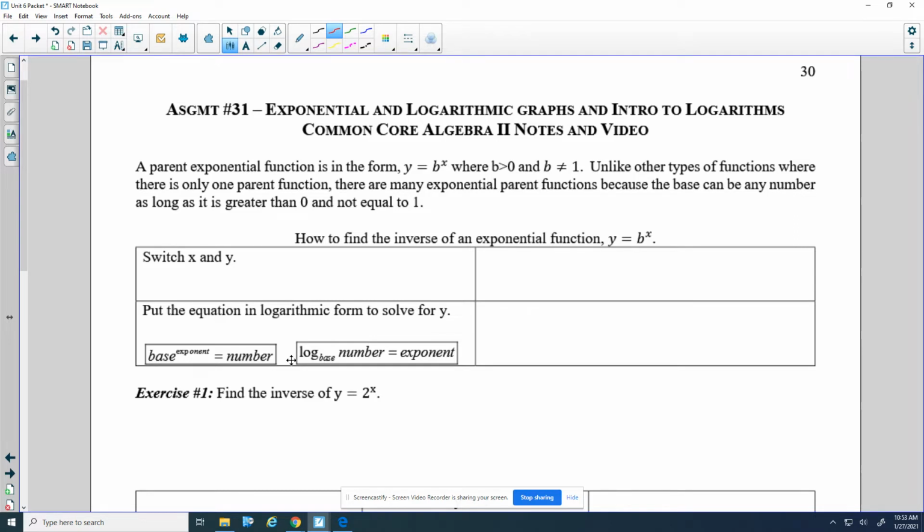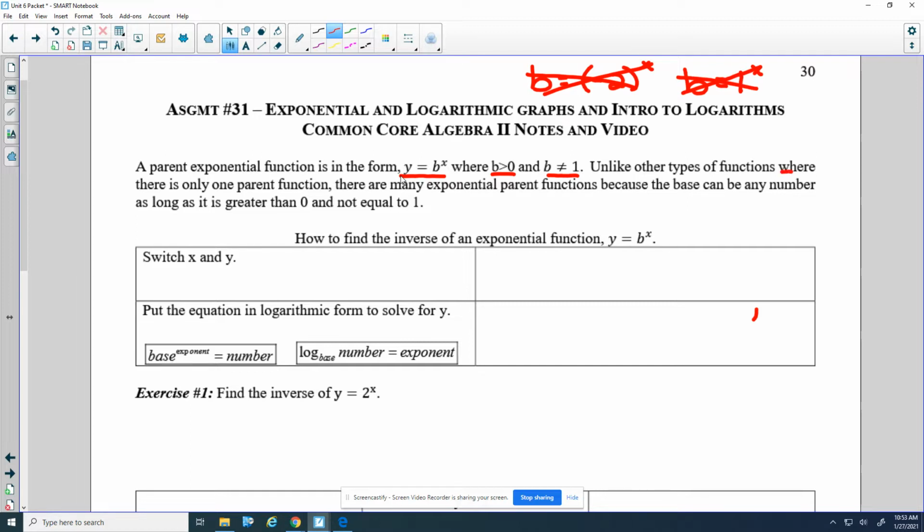So first off, the parent exponential function is in the form y equals b to the x, where the base has to be bigger than 0 and the base can't be 1. So if I had a function like this, it would kind of jump all over the place because negative numbers raised to even exponents are positive and raised to odd exponents are negative. So we can't do that. And this function would just be a straight horizontal line, so it also doesn't count as an exponential function. But any other positive number we can use for that base.